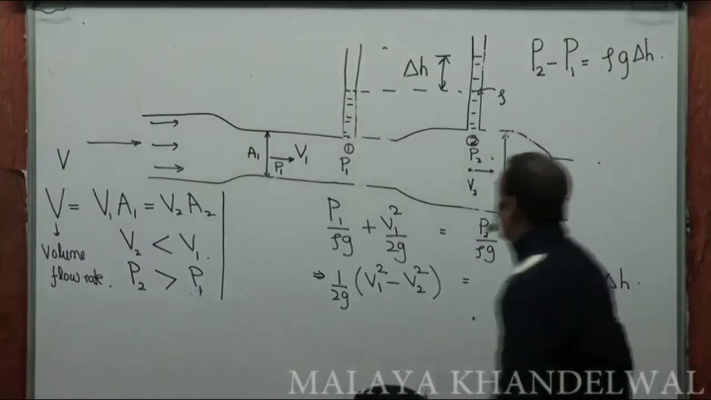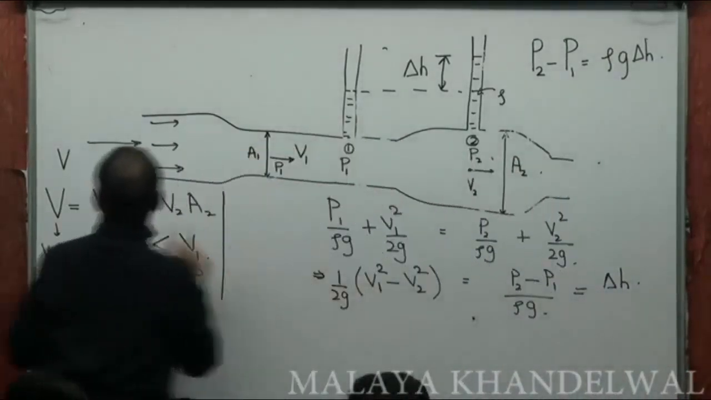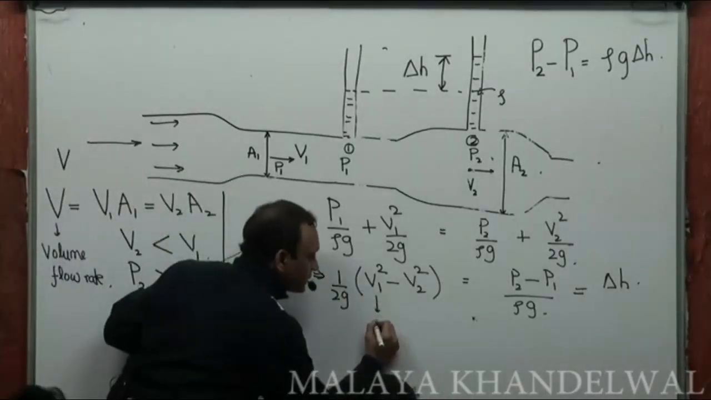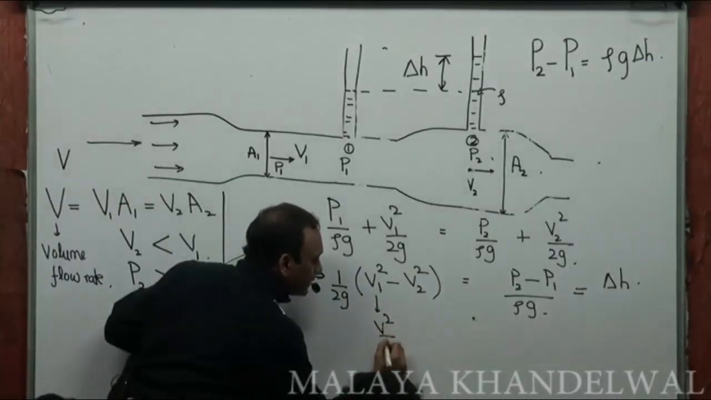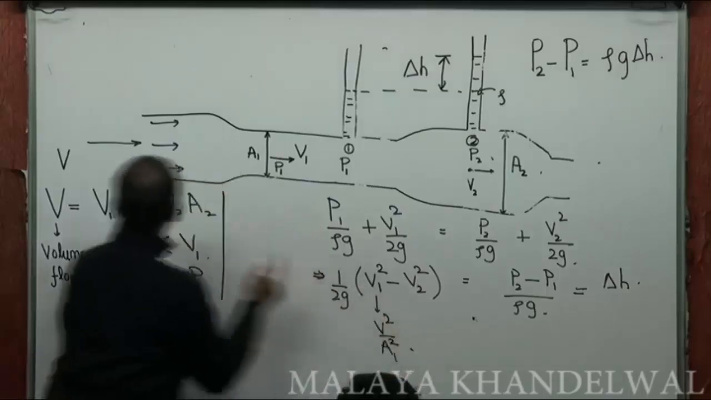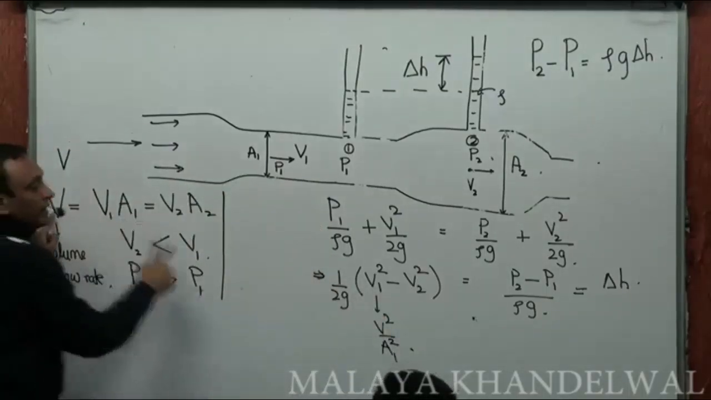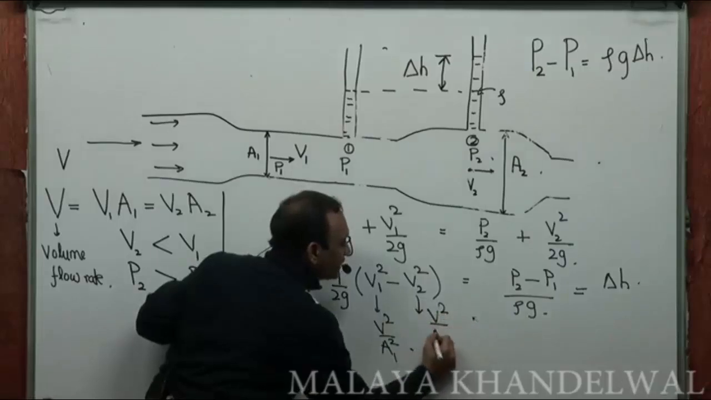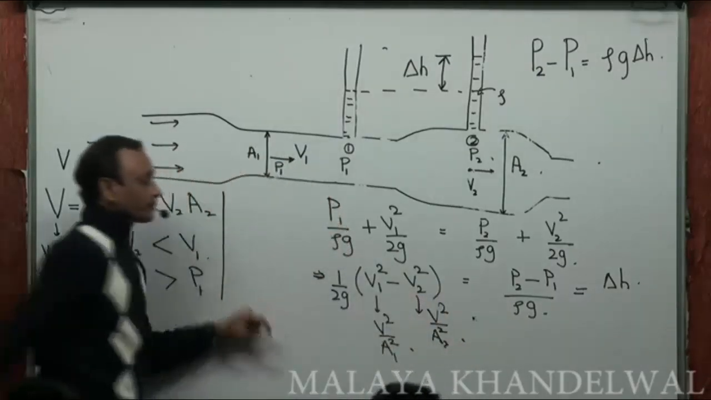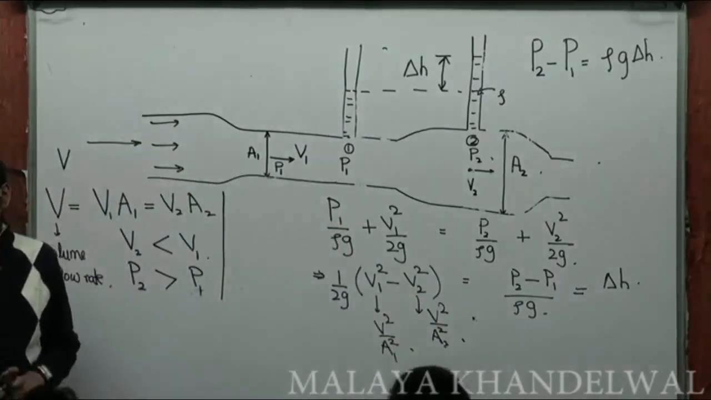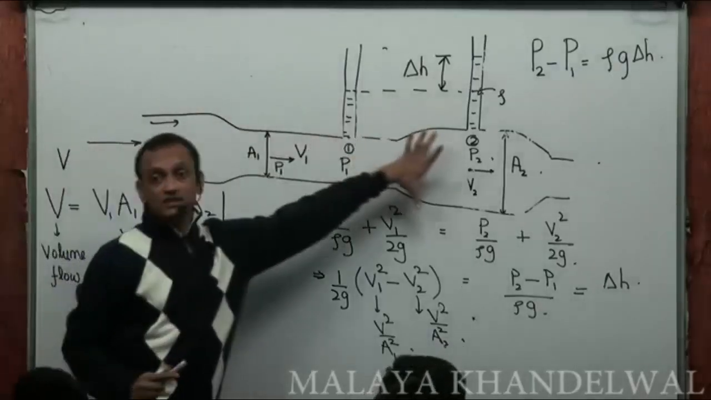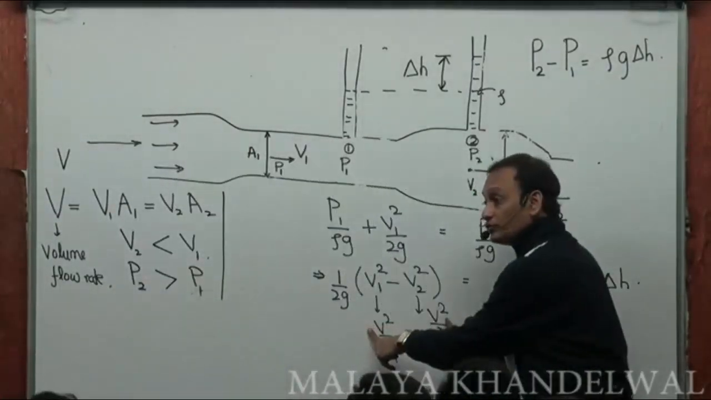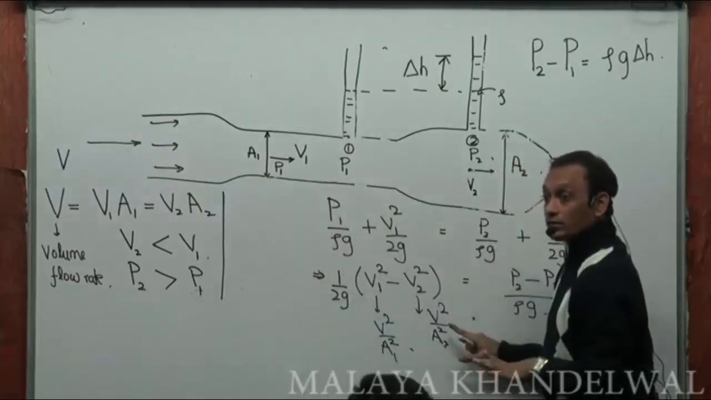Right? And V1 squared can be written as V squared by A1 squared. Yes or no? And this V2 squared I can write as V squared by A2 squared. A1 and A2 are known to me. They are known entities of this arrangement, right? And therefore, from this equation, can I not solve for V, the volume flow rate through the channel?